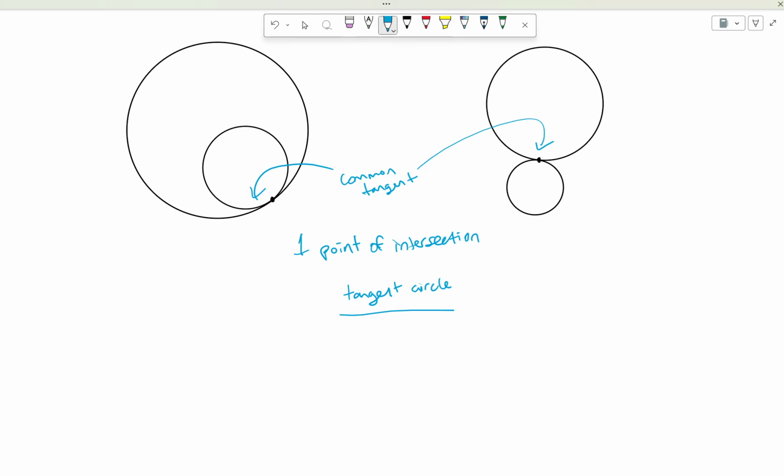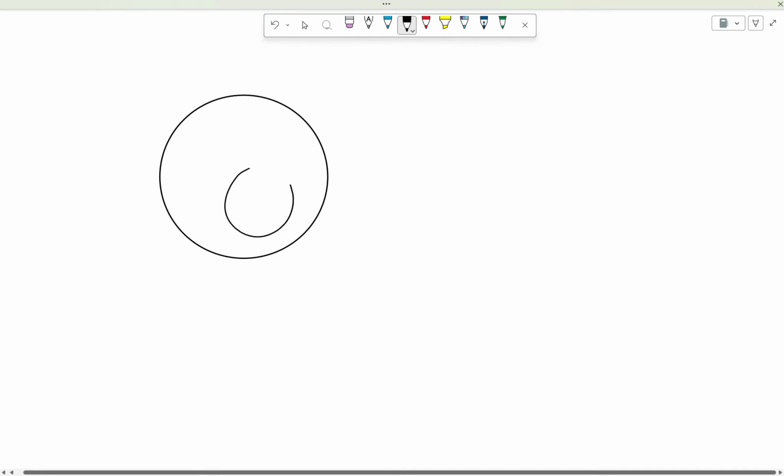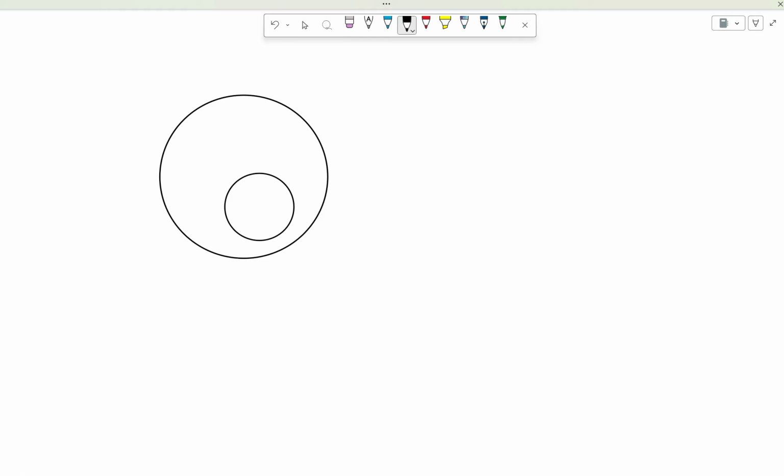Now, fun fact, we have some other ones, right? There's a few ways that we could have 0 points of intersection. Let's do this, I'm still doing auto shapes. So here are the ways we could do 0 with 2 circles. I could have a circle, and I could have another circle just inside of it. Or I have a circle, that's an oval. No, no, no. That's 0 points of intersection.